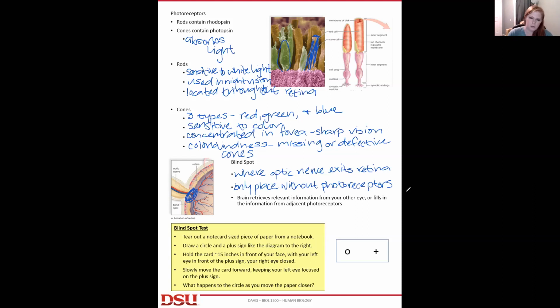And then if you do this little blind spot test, it's interesting. And again, I'd encourage you to do it just because it gives you a practical experience with what you're learning. But you find that your blind spot is different, obviously, just between the 2 eyes.